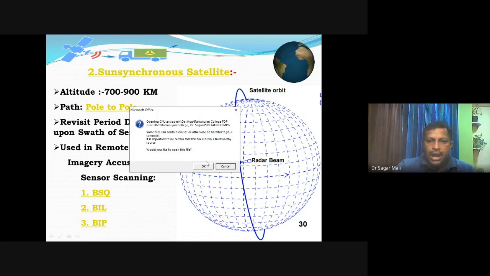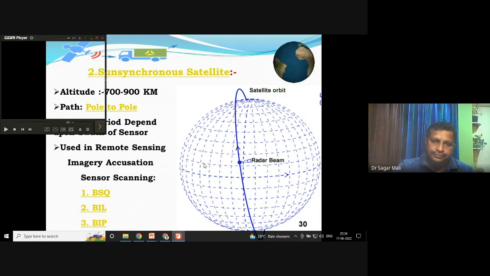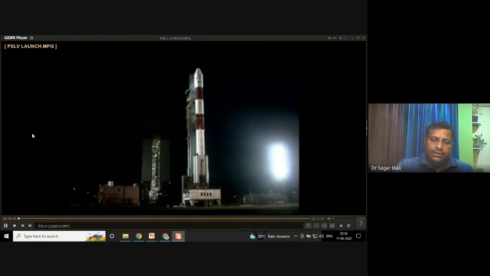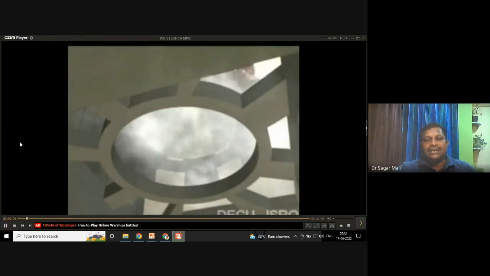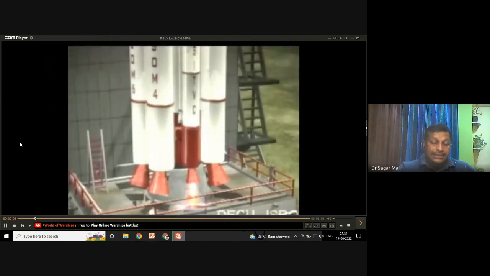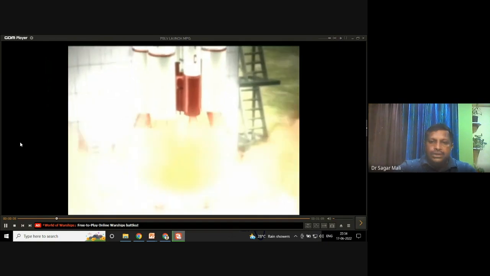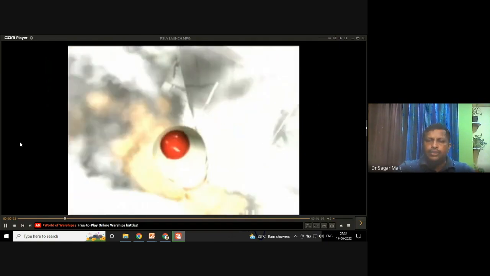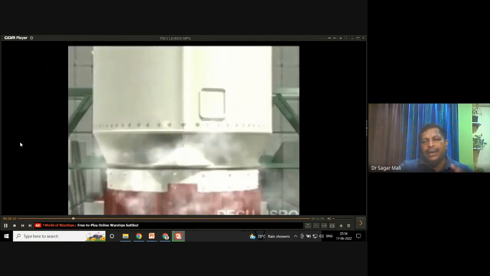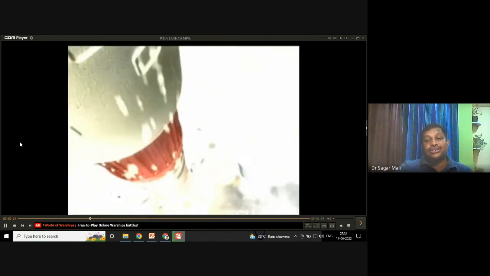Now we'll see how this satellite is getting launched. This is called a PSLV, Polar Satellite Launching Vehicle, for a remote sensing satellite. The altitude is very low, 700 to 900 kilometers. That's why the propellant and size of this vehicle are smaller compared to the geostationary satellite launching vehicle.